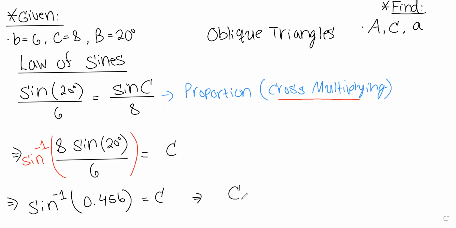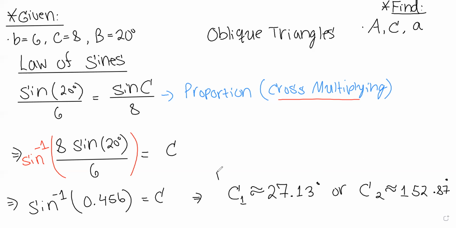Next, once we take the inverse sine, that gives us the angle. We get about 27.13. Or C2 is approximately 180 degrees minus 27.13, so 152.87 degrees. So we just found C.